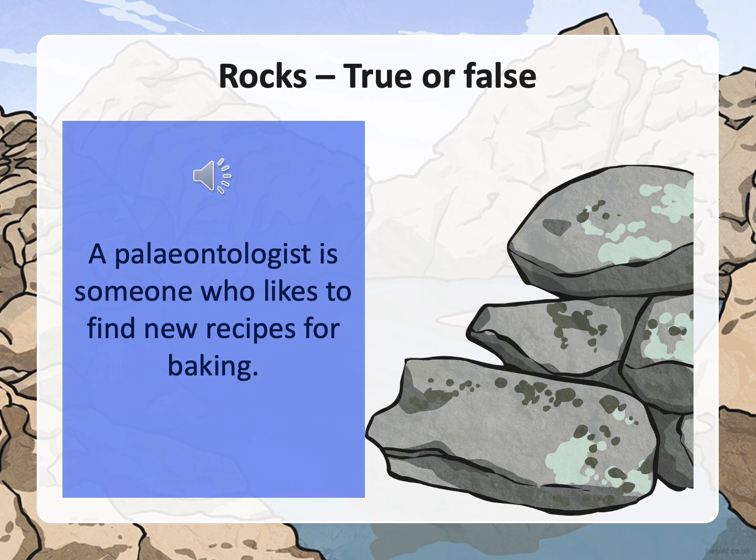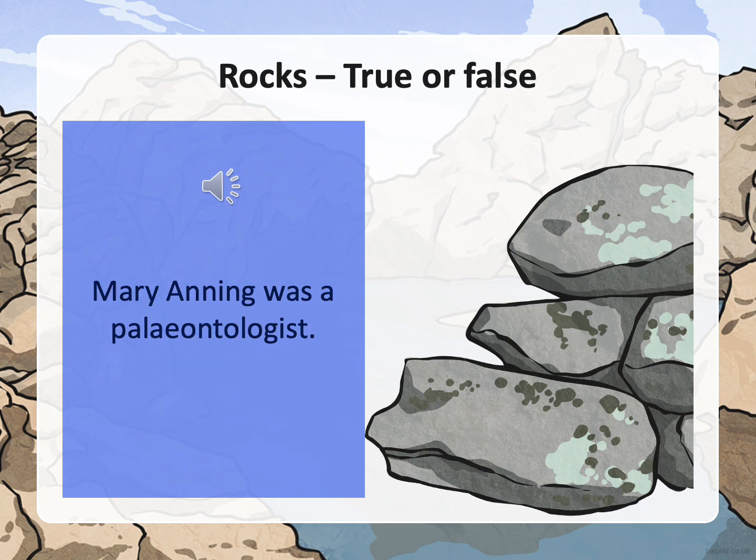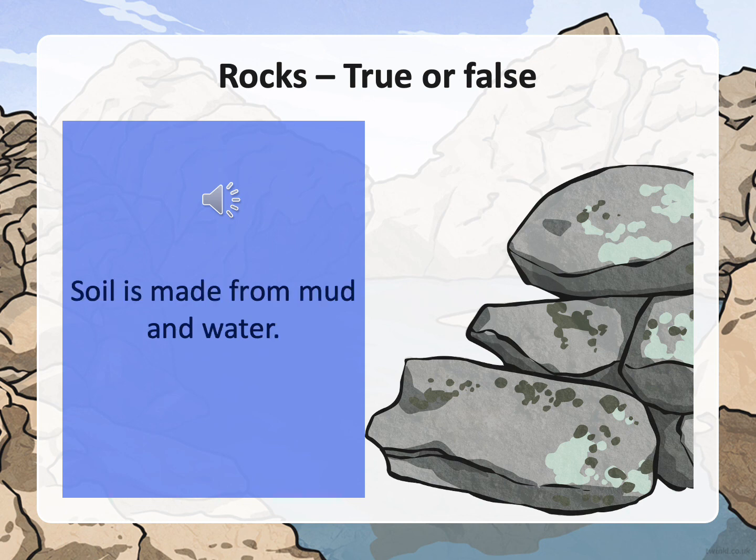True or false? A paleontologist is someone who likes to find new recipes for baking. True or false? Mary Anning was a paleontologist. True or false? Soil is made from mud and water.